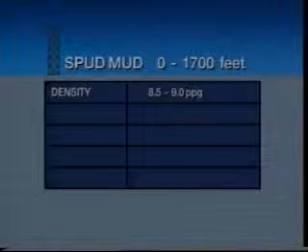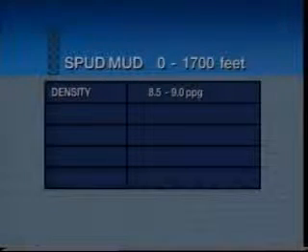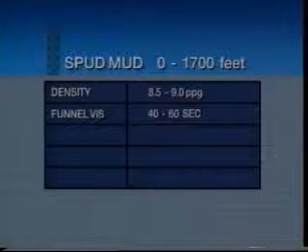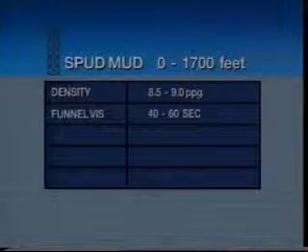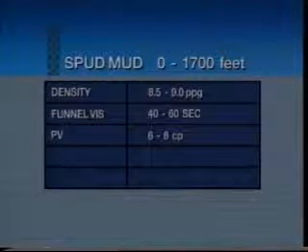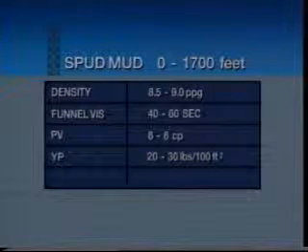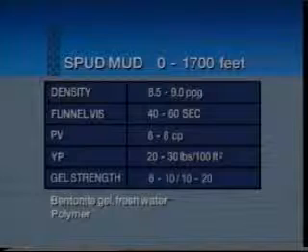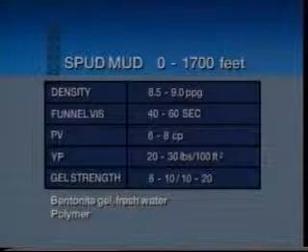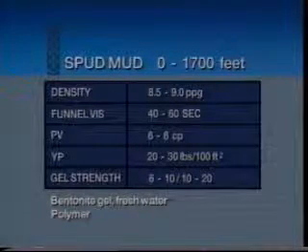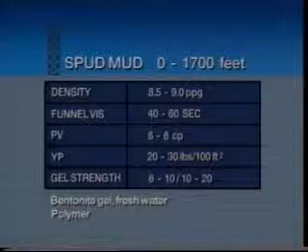Density, 8.5 to 9.0 pounds per gallon. Funnel viscosity, 40 to 60 seconds per quart. Plastic viscosity, 6 to 8 centipoise. Yield point, 20 to 30 pounds per 100 square feet. Gel strength, 6 to 10 for 10 seconds and 10 to 20 for 10 minutes. The viscosity is maintained with gel and water.